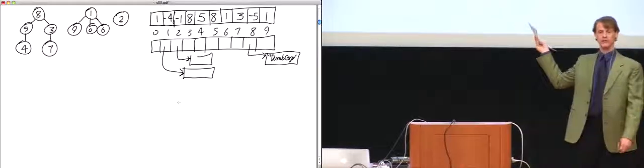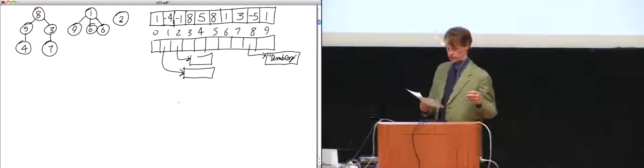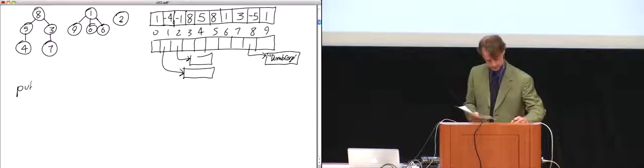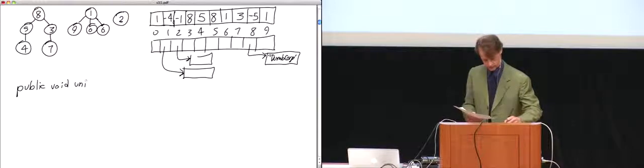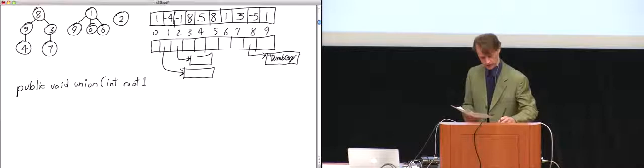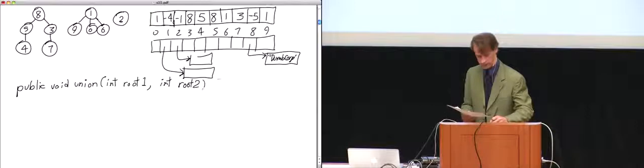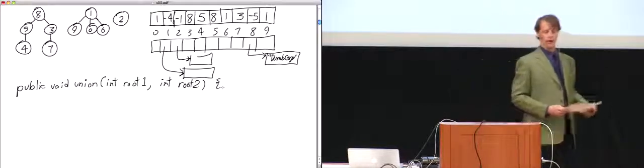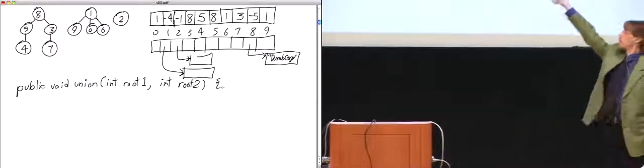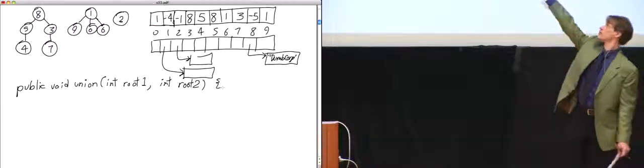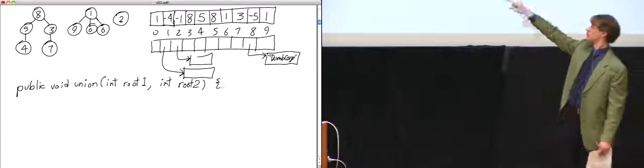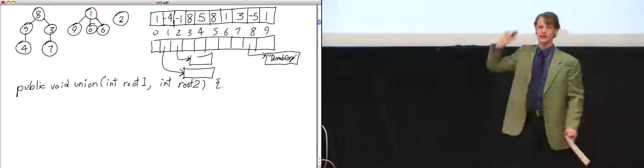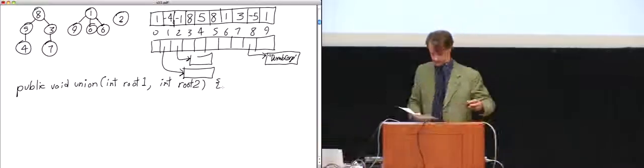All right, so I want to give you the code for doing the union operation now for this array-based data structure. I'm going to assume that the input is two integers that are both the indexes of the roots of two different trees that I want to unite. For instance, if I want to unite the tree with 8 as its root and the tree with 1 as its root, then I will call union 8, 1, or union 1, 8. The order doesn't really matter much.